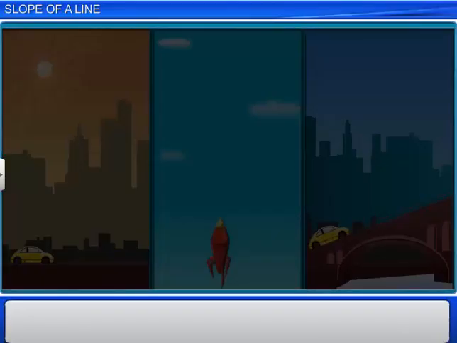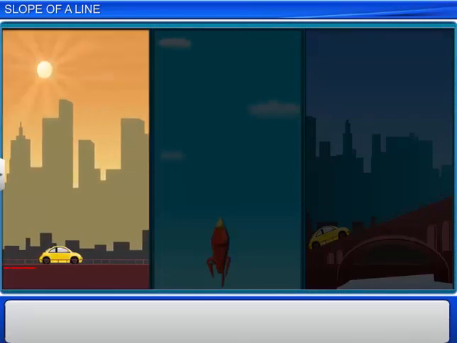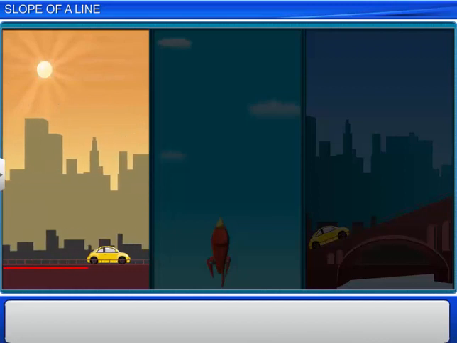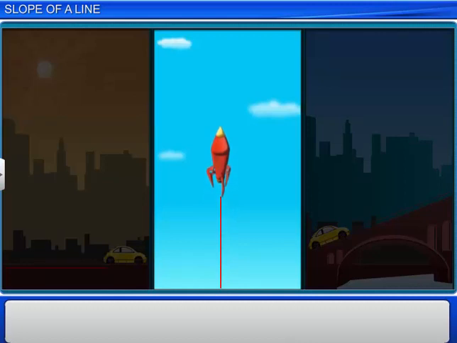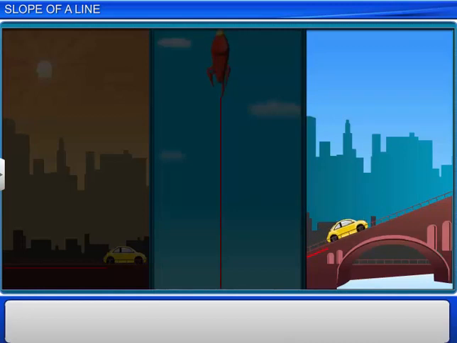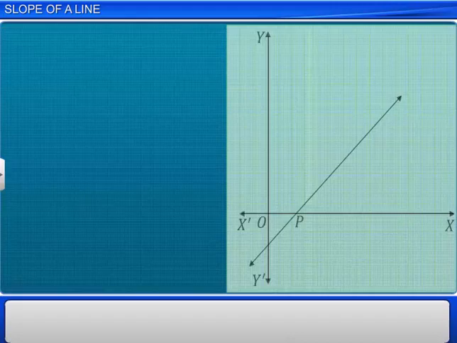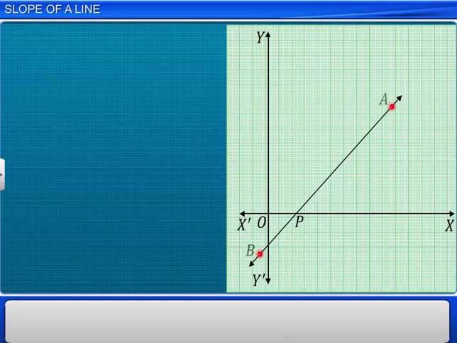We come across many different kinds of lines in our daily life, like horizontal lines, vertical lines, and inclined lines. Generally, we call a line an inclined line when it makes an angle with the horizontal. The same idea of the slope of a line can be extended to coordinate geometry.